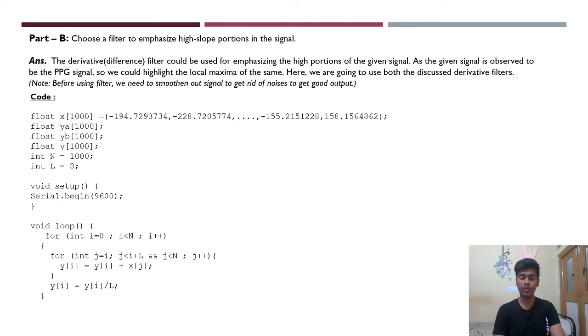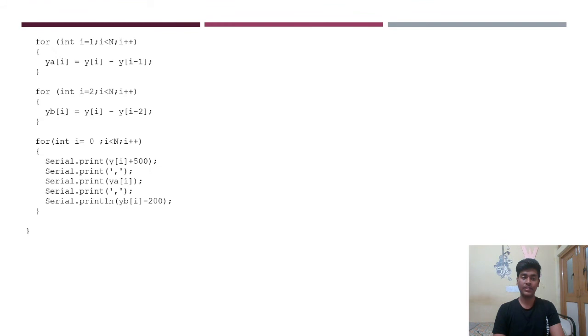So here in void loop, firstly we write the code for the moving average filter. It is exactly the same as the previous code. We have nested for loops. The first for loop navigates through all the elements of the input, and the second for loop calculates the moving average. After that, we pass the output of the moving average filter through the first order difference filter.